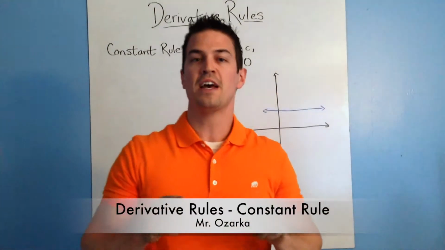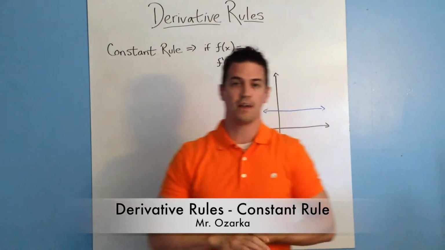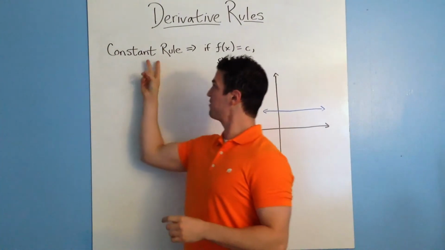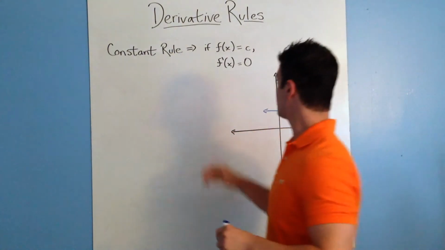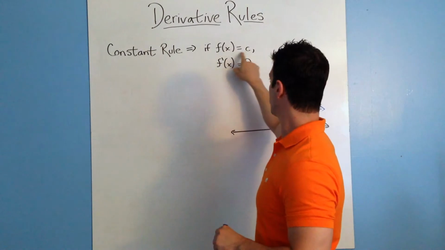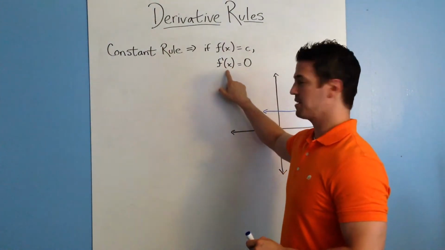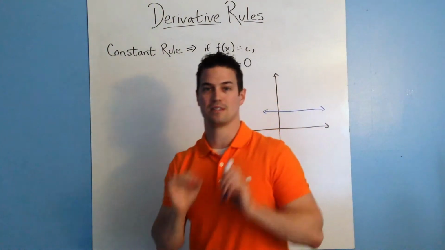Okay, so this is going to be the first video in a series of derivative rules that we're going to be covering in this class. And this first derivative rule that we're going to cover is called the constant rule. And basically what this constant rule is saying is if f of x is equal to c, some constant, then f prime of x, which is the derivative of f of x, is equal to 0.